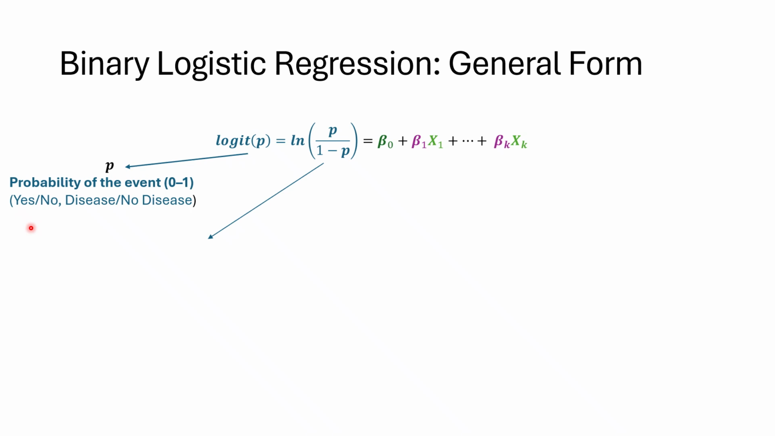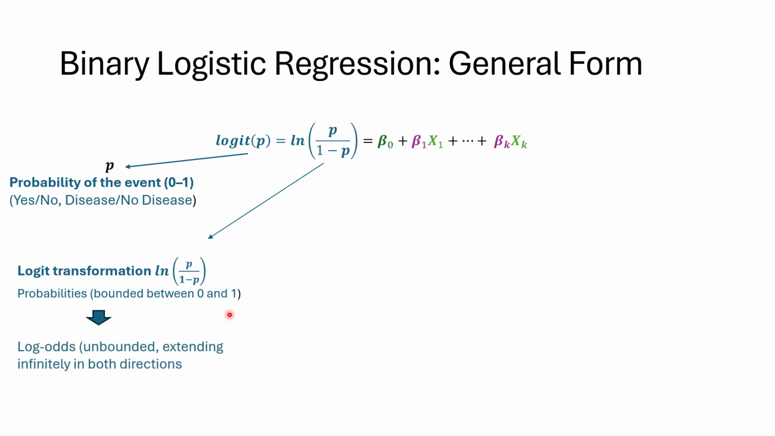But the thing is that since the probabilities are normally bound between 0 and 1, we cannot really run regressions because of all the challenges that we discussed in our previous video. So what we are doing here is that we are converting those probabilities into log odds. So they become unbounded, and they are now extending from negative infinity all the way to positive infinity. And then it enables us to run the linear modeling.